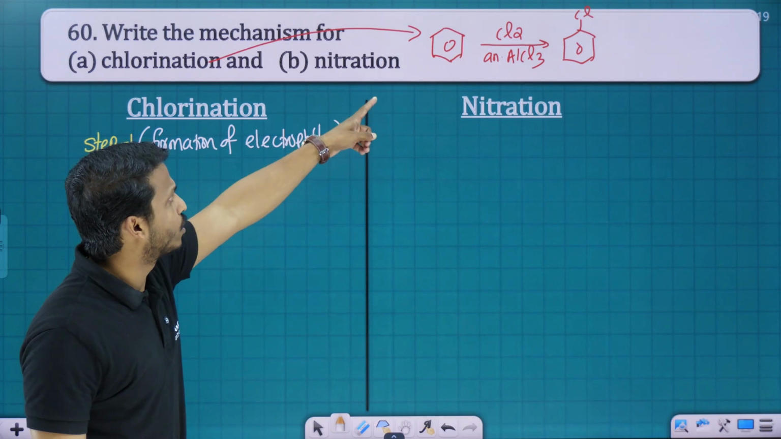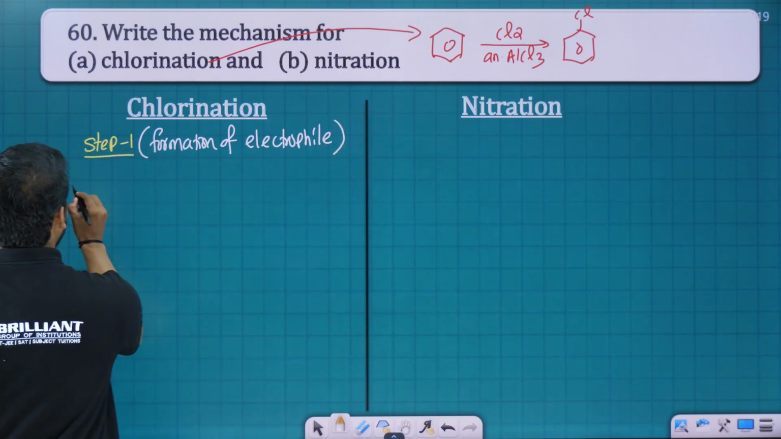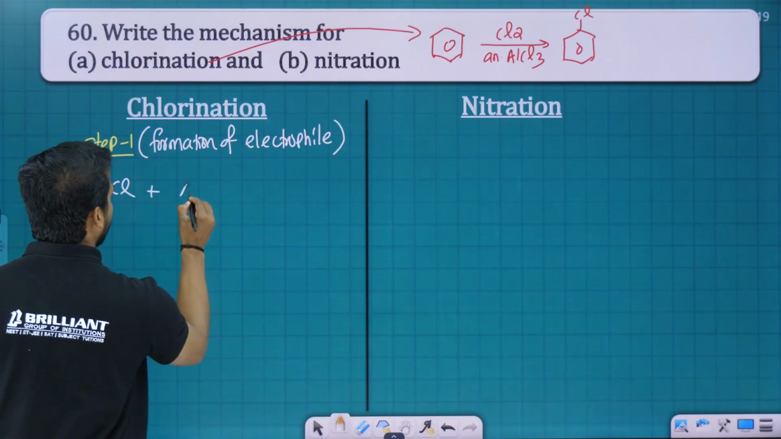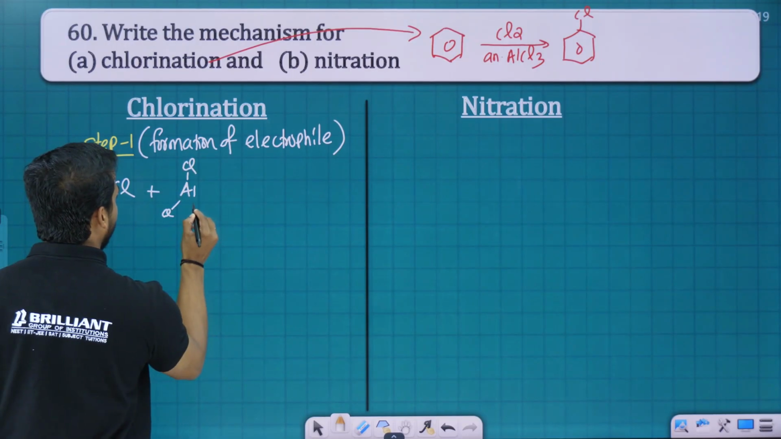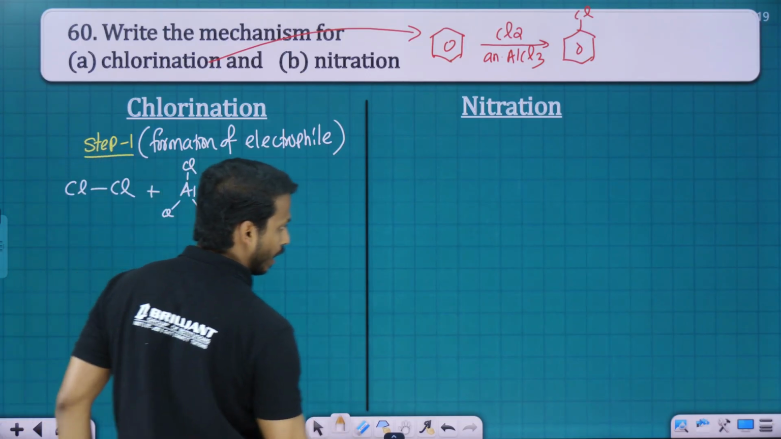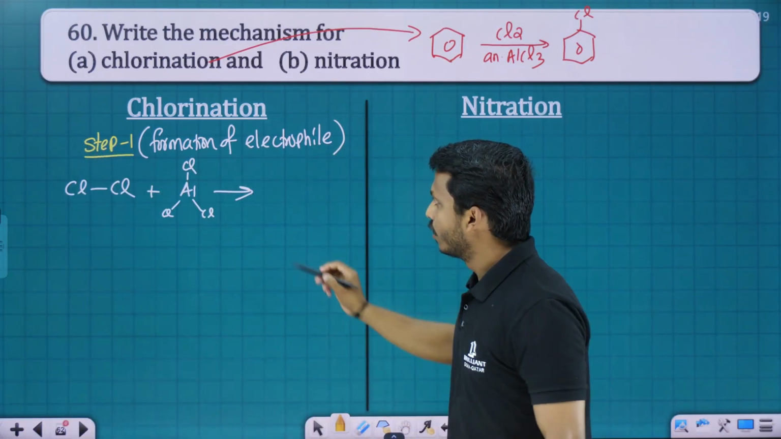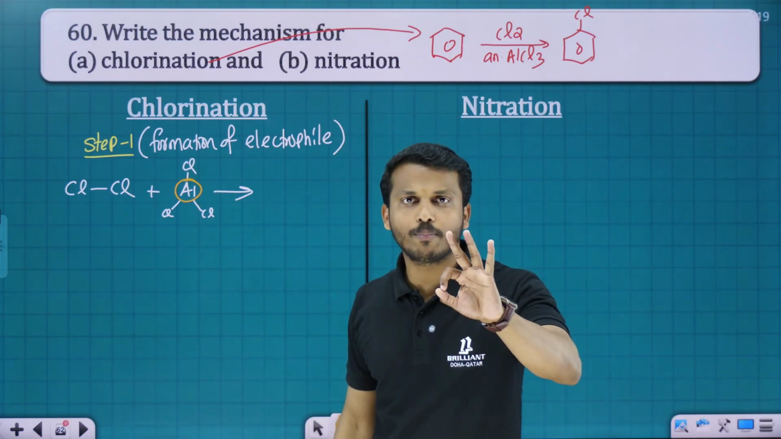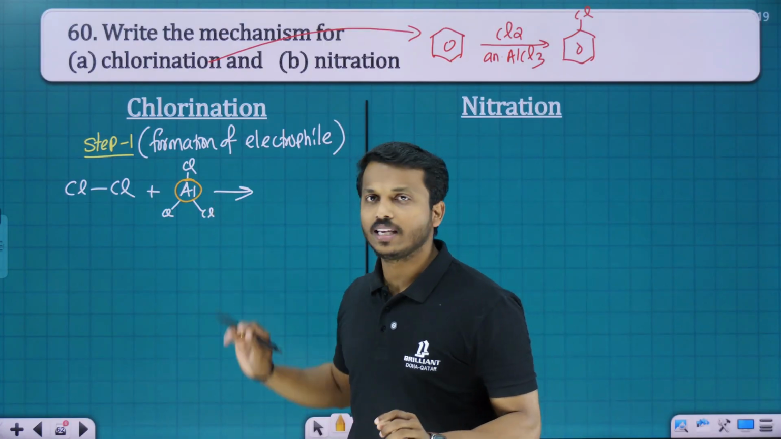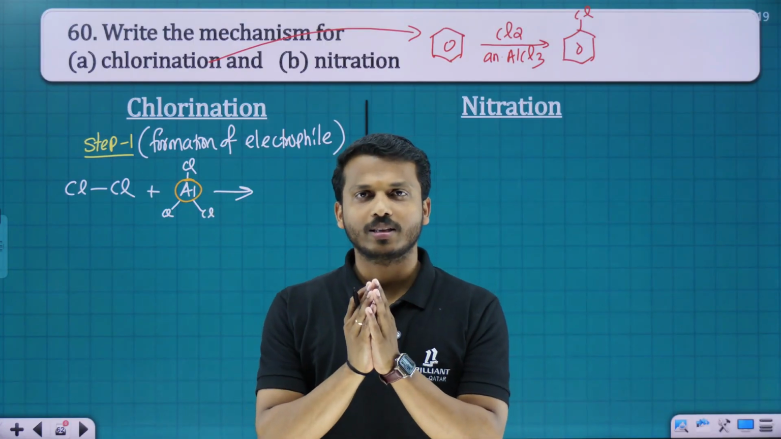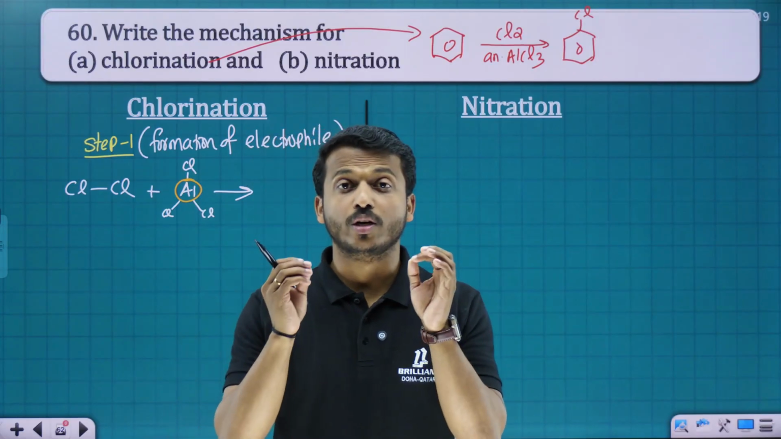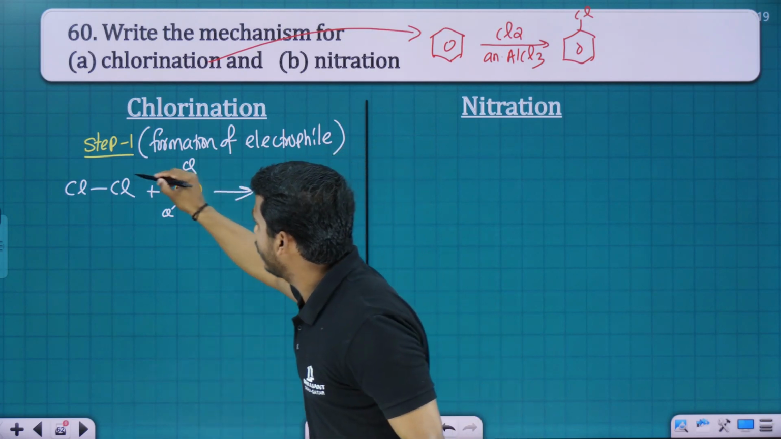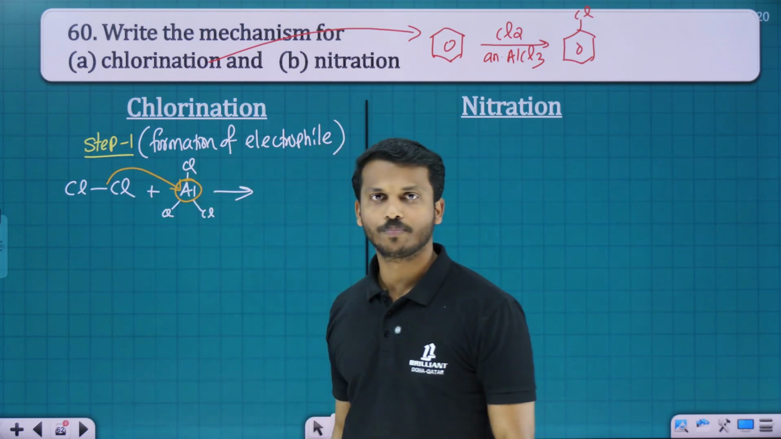Chlorination means you are adding Cl2. Let me write Cl-Cl reacting with AlCl3. Let me write AlCl3 is the catalyst. Dear students, listen carefully. In AlCl3, aluminium has 3 bonds, which means 6 electrons. The central atom aluminium contains only 6 electrons, so it's electron deficient, its octet is not complete, right? So it will take one of the Cl to aluminium.